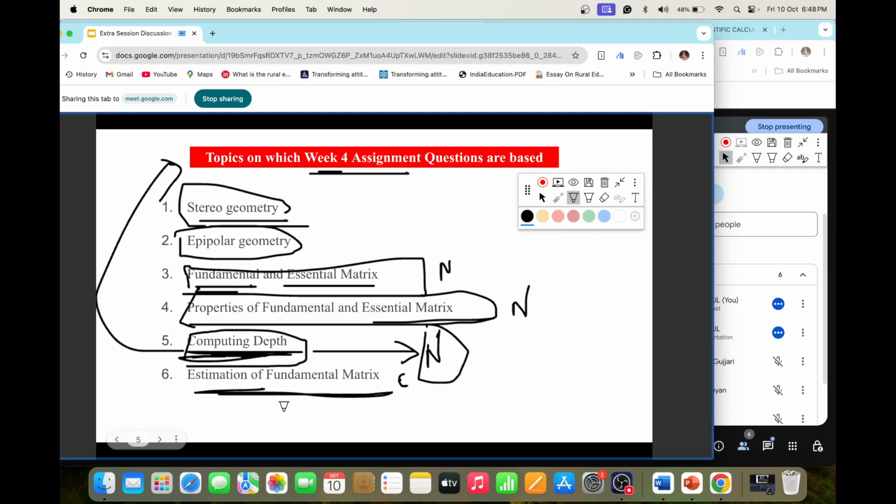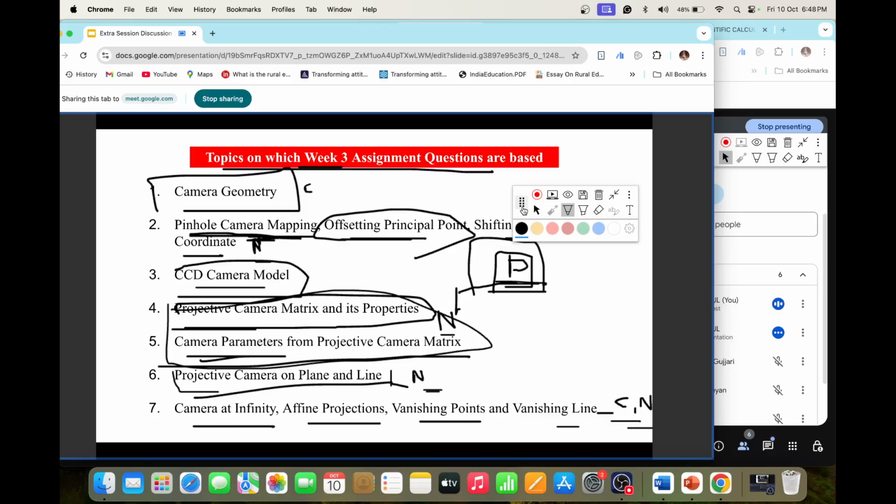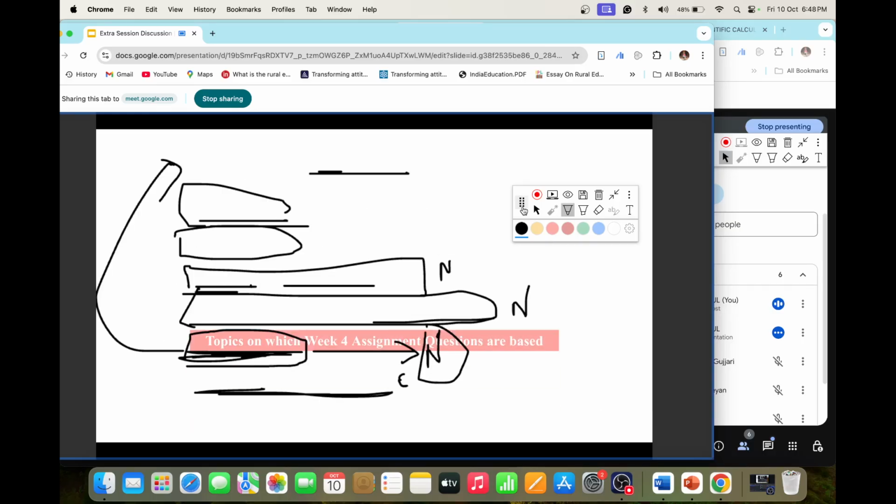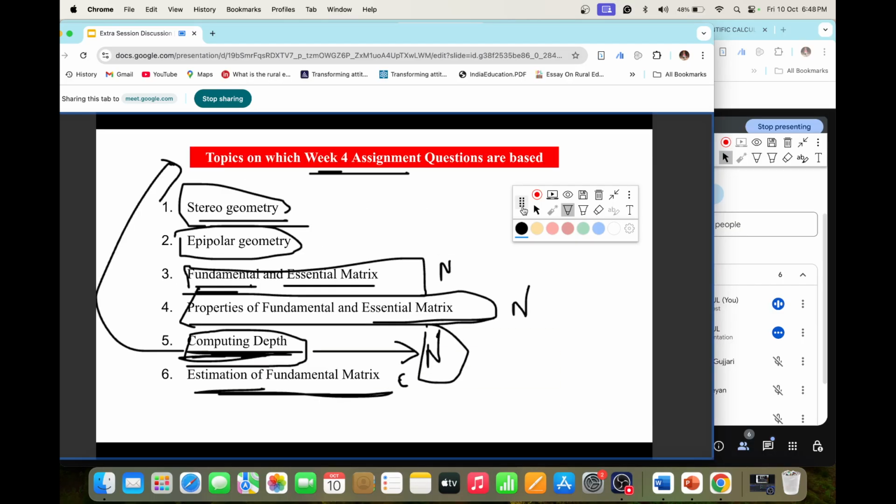And then week 4 is related to your stereo geometry. Okay, stereo geometry, camera geometry means only one camera, stereo geometry means two cameras. Two cameras to get the depth. So that is why this portion is most important from the numerical point of view. You have this very simple formula, kTx by x minus x dash. From that you can compute the depth.